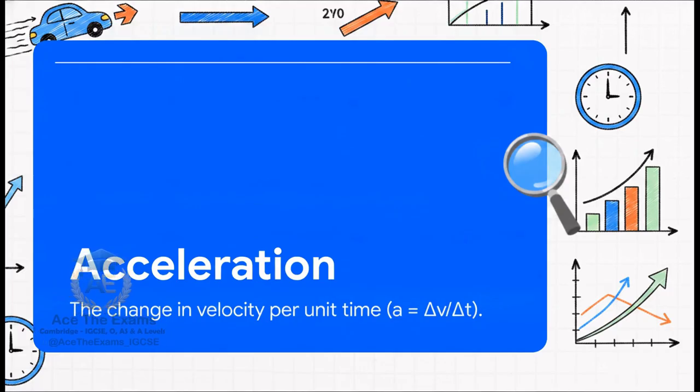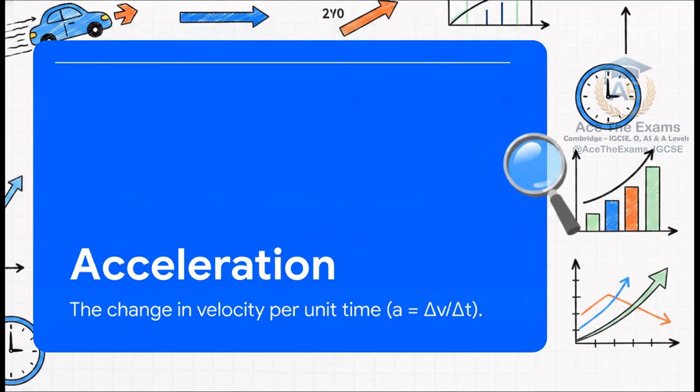The formula is a equals delta v over delta t, where delta v is the change in velocity and delta t is the time taken. These precise definitions are the literal architecture of your success. If a question asks you to define acceleration, you cannot, I repeat, you cannot just write when something speeds up. You will get 0 marks. You must use the rigorous academic phrasing, change in velocity per unit time.